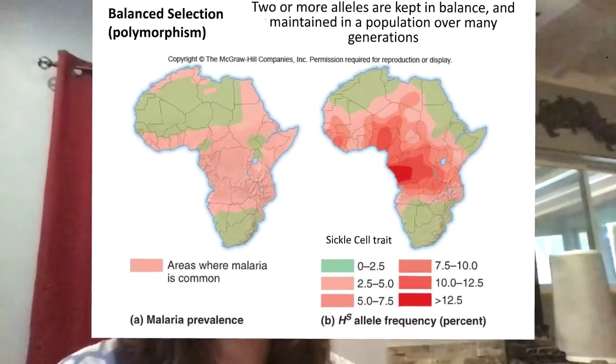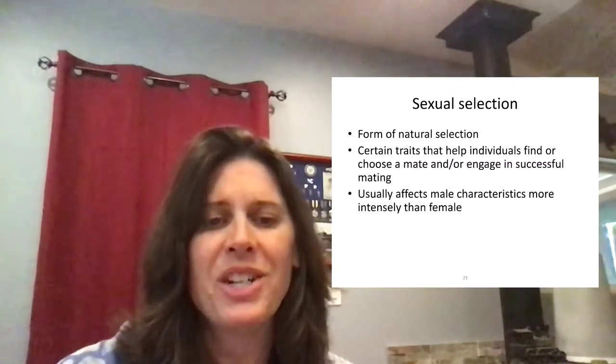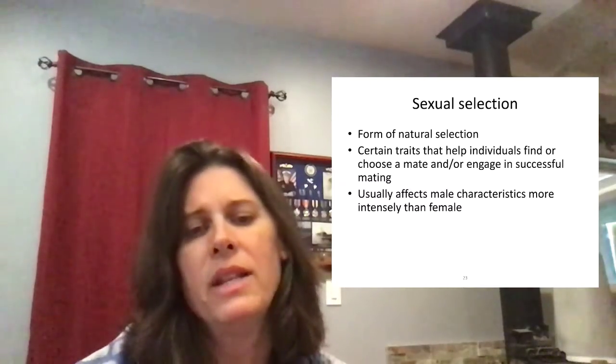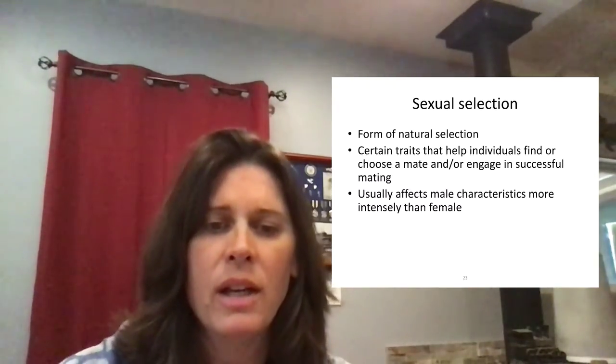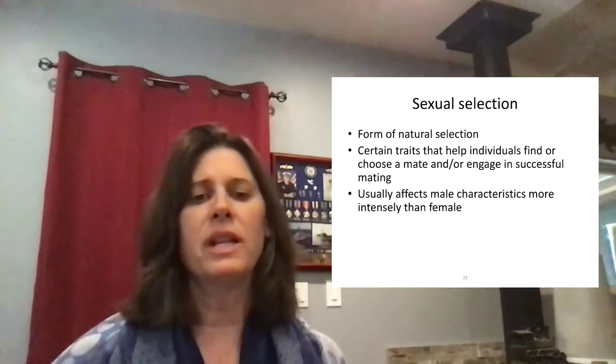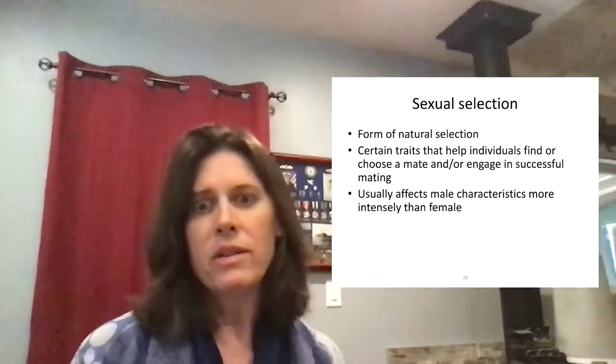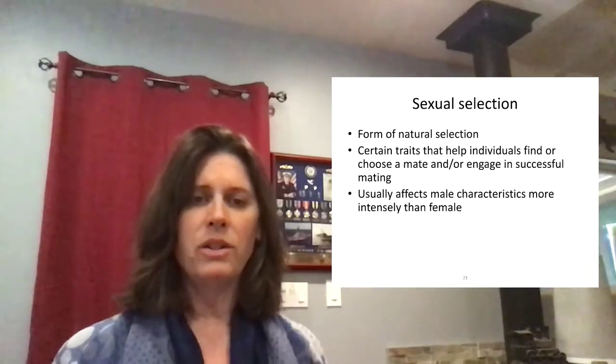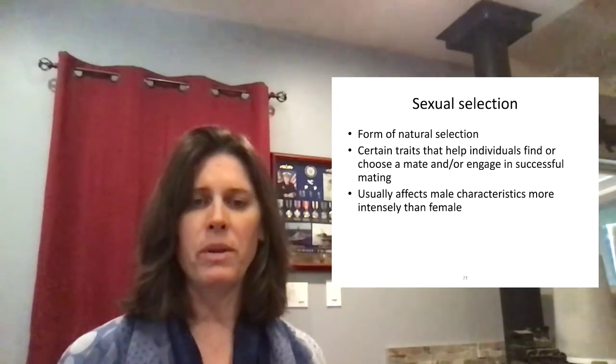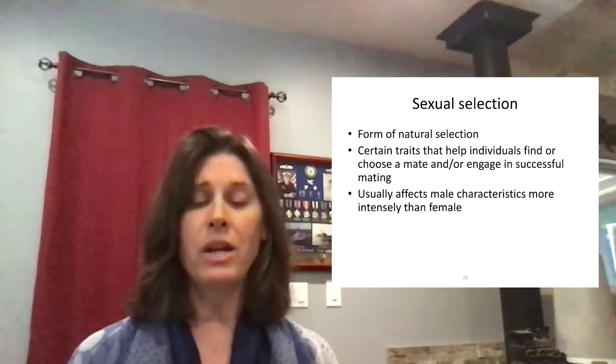Okay, the last type of selection I want to go over, and this one's kind of fun. This one's sexual selection. So it's a form of natural selection. We don't look at it on a graph, but what it does is it really affects genotype frequencies within a population, and this is due to non-random mating.